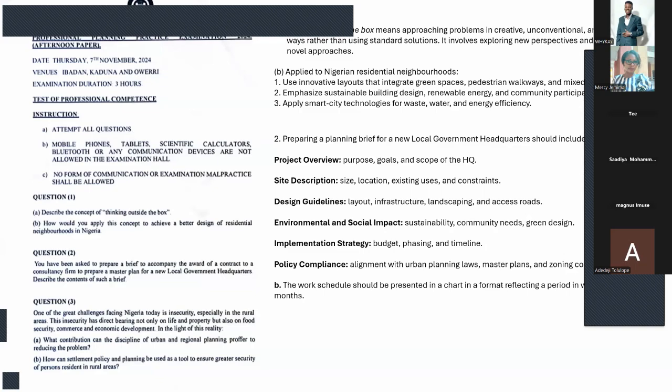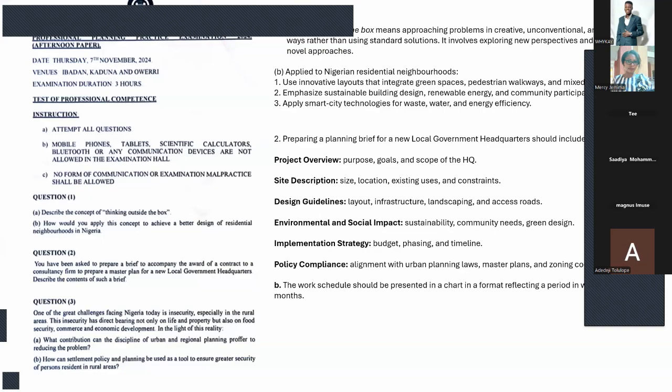In the project overview, you mention the purpose, the goal, and also the scope of the local government. The local government is supposed to serve as the headquarters of that local government. It is the seat of the government, so it's supposed to be very special. It's supposed to look very presentable, very planned, and it's supposed to have standard roads and everything that befits a very good local government headquarters. So you mention the purpose of that master plan, what you want to achieve, the goals, and also the scope.